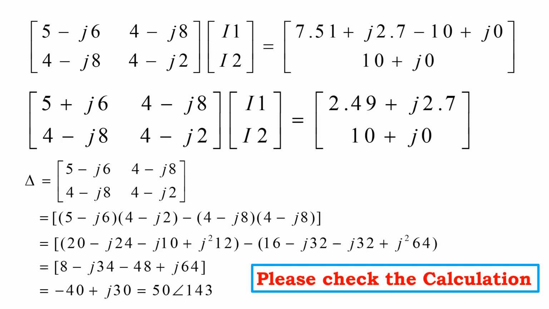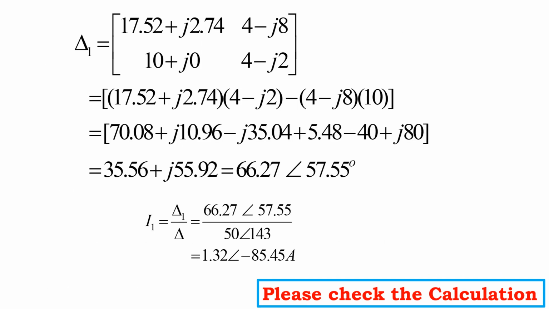So here I did multiplication in the rectangular format and expanded the equation, then I finally got the reduced simplified expression minus 40 plus j30. Then I converted it into polar format. So I got this radius and the angle. So this is the delta.